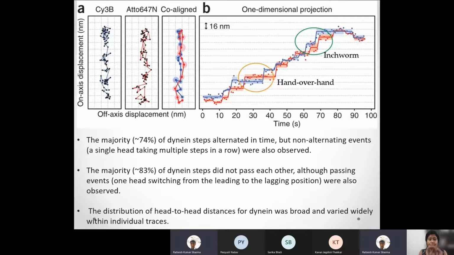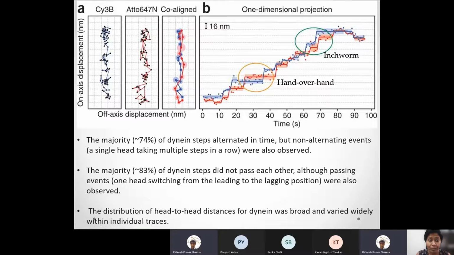So the stepping pattern of dynein is not as regular as kinesin. Kinesin has a very regular stepping pattern of hand over hand. So if this were a kinesin track, instead of seeing this, you would see a repetition of step-like patterns. But for dynein, you have a mixture of all kinds of patterns.